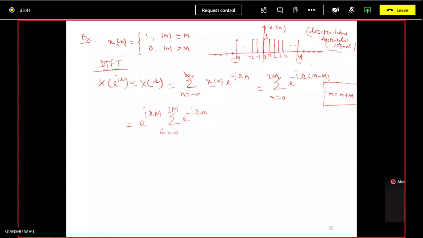Then if you solve this equation by factorizing the exponential term into sine and cosine, it will come as a function like this: sine of omega times (2m plus 1) divided by 2, divided by sine of omega by 2. So it will come up like this. Can anyone guess what this function is?